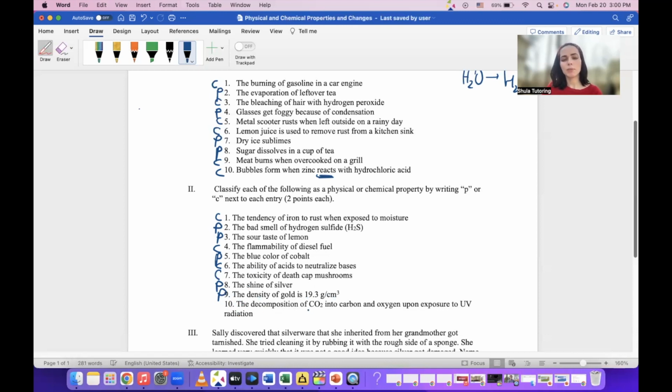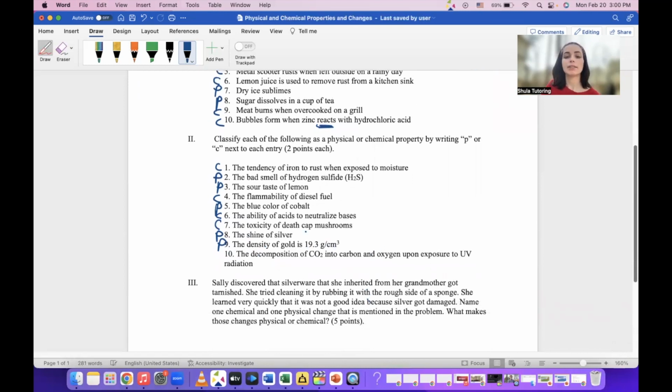The decomposition of carbon dioxide into carbon and oxygen upon exposure to UV radiation, that is a chemical reaction, right? Decomposition of anything is a chemical reaction because we had carbon dioxide by itself, right? And then we are exposing it to UV light. And after that, we're forming carbon and oxygen. So we are starting off with one substance and turning it into something else. So the ability of that substance to do that would be a chemical property.